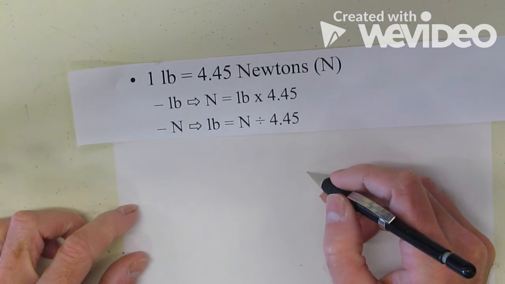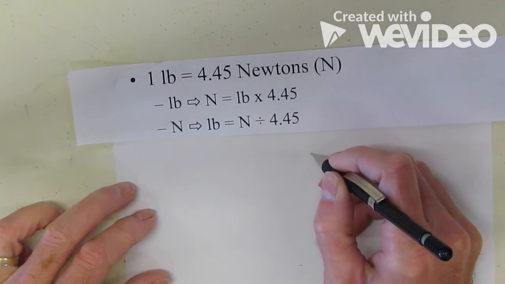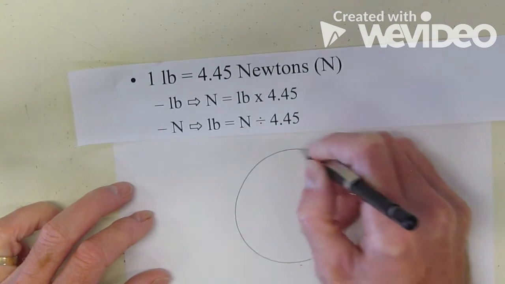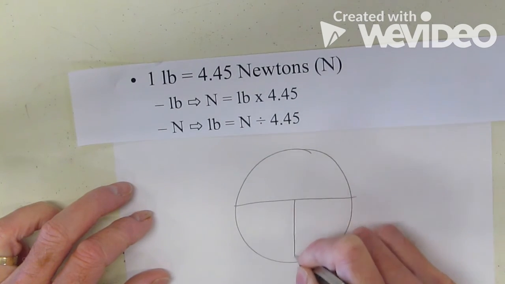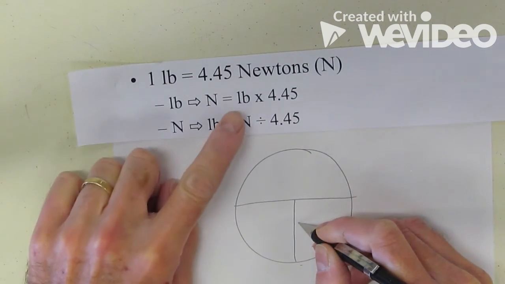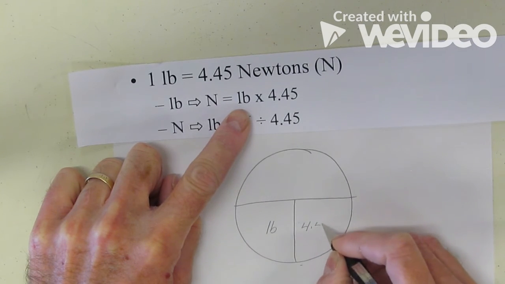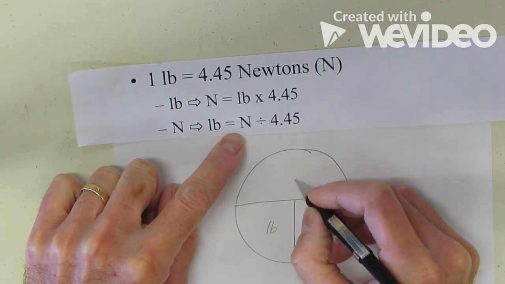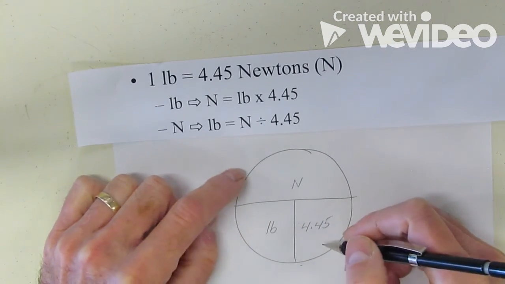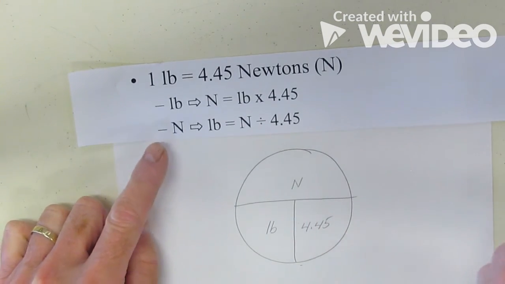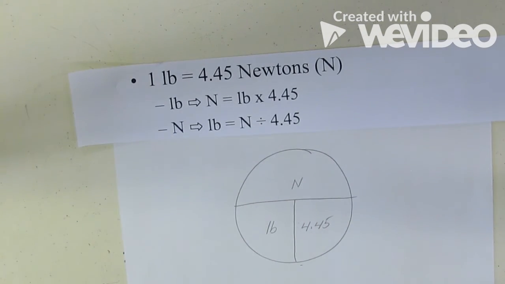The thumb chart for pounds to newtons. Again, a horizontal and vertical line. This is always divide, this is always multiply. We can see here that pounds times 4.45, and we know that newtons go on top because it's divided by 4.45. That's the thumb chart for pounds to newtons.